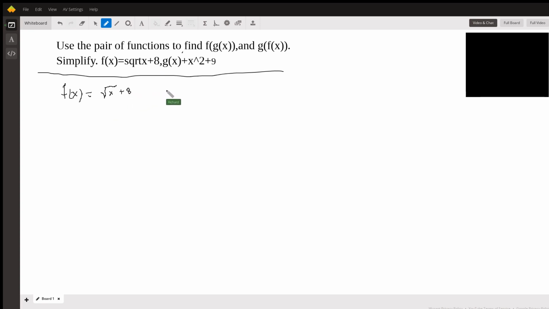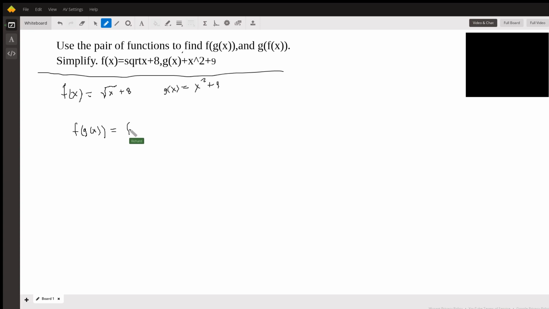And g of x is equal to x squared plus 9. Okay, so now we're ready to do our composites. So f of g of x. What you do here is, it's like peeling an onion, but you're peeling it from the inside out. So you start with the inner function.